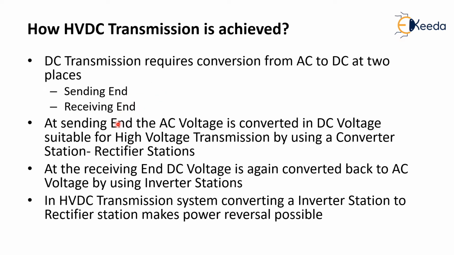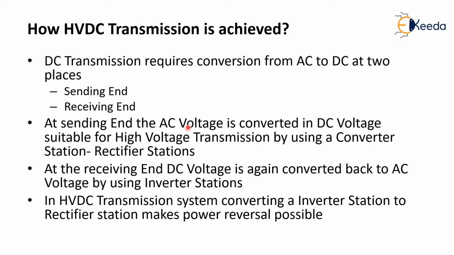At the sending end, the AC voltage is converted into DC voltage suitable for high voltage transmission by using a converter station, which we call a rectifier station. At the receiving end, the DC voltage is converted back to AC voltage by using inverter stations. At the receiving end we always need the power in AC, because the majority of consumers use only AC.